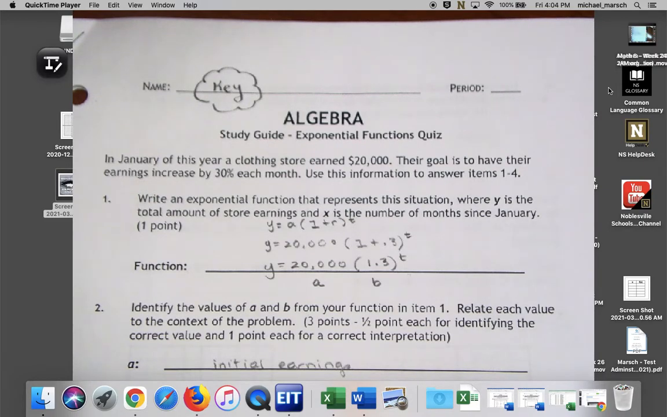All right, here we go. This is the study guide for your quiz that you're going to take the next time I see you. You can see that some of it's filled out, so I'll just talk about how I got these values, and then I'll work through the rest of it.